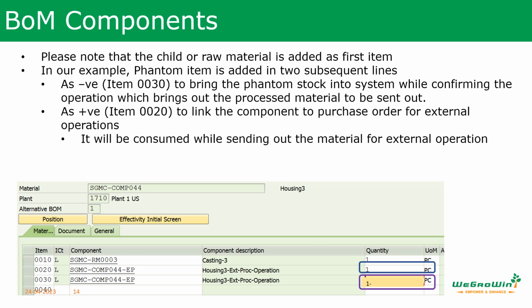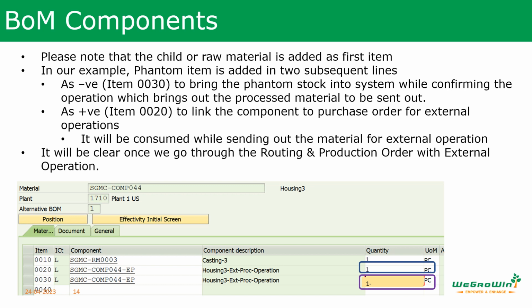And at the same time, when you are confirming the next operation, it has to be consumed, because there should not be any stock of this metal in between. Once the production order is completed, there should not be anything there. So to consume this, we have to put a positive number, that is the 0020 we added here. This will be clearer when we discuss the routing and also the production orders.